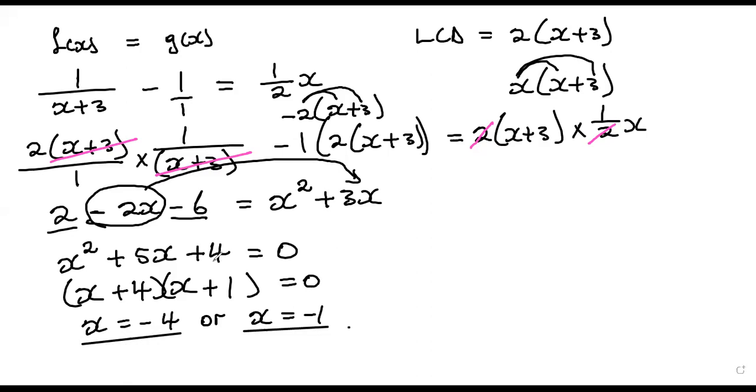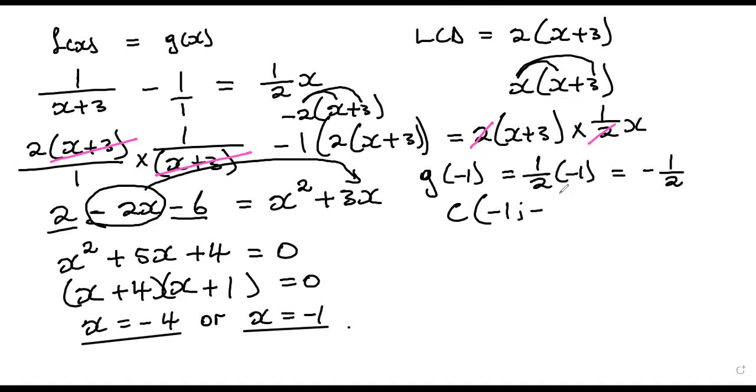So we want to choose an equation that is the simplest. So let's go for the linear function. So we want to know what is g of negative 1, meaning the y value when x is negative 1. So it's just going to be 1 over 2 into negative 1. So meaning it's going to be a negative half. So this means the coordinates of point C will just be negative 1 and negative half.